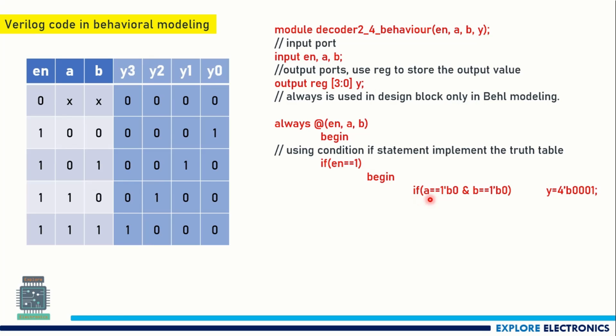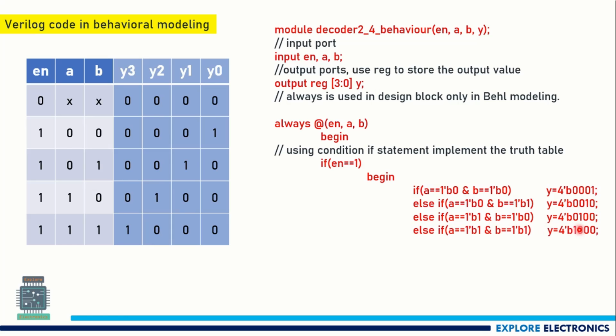Now the next condition it is checking is A double equals 0 and B double equals 0, meaning it is checking for A0, B0. If this condition is true, Y is equal to 4'b0001. If A is equal to 0 and B is equal to 1, Y will be this. Similarly, else if A is equal to 1 and B is equal to 0, Y is this. Else if A is equal to 1, B is equal to 1, this is the output. So here it is checking for 00 first, and then 01, then 10, then 11. Finally, after these 4 statements for enable equal to 1, we write else Y is equal to xxxx.